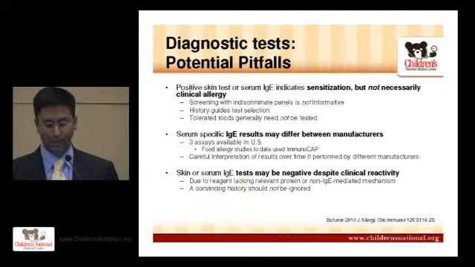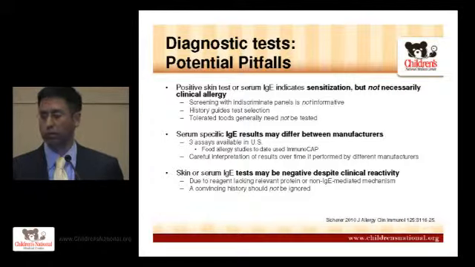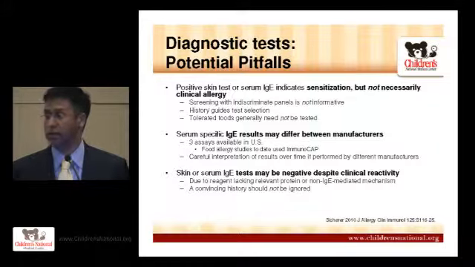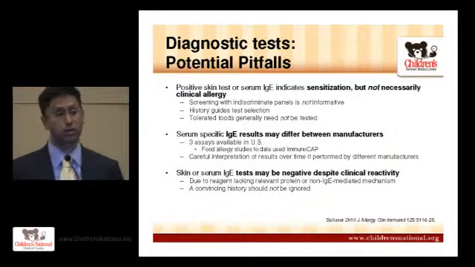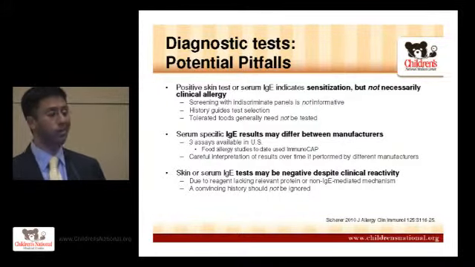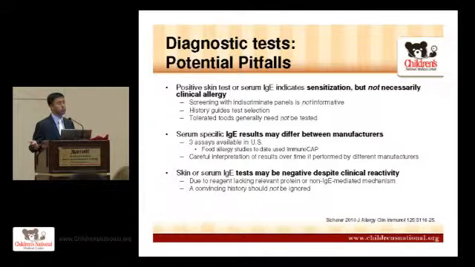And then finally, negative test results don't rule out a food allergy. And so, for example, they've done studies with peanut allergy where up to 20% of kids will react during a food challenge, but they'll have a negative specific IgE. So their IgE is less than 0.35, but yet they reacted on food challenge. So a convincing history shouldn't be ignored.